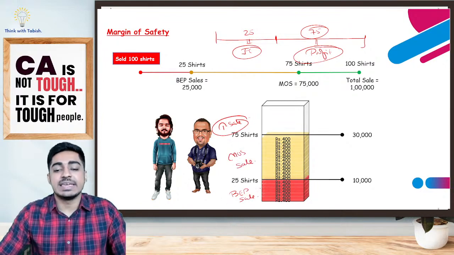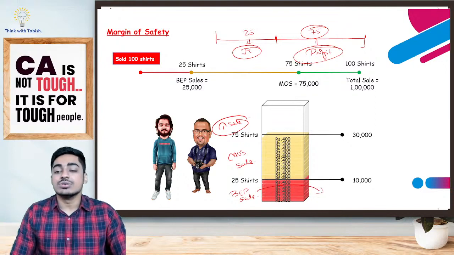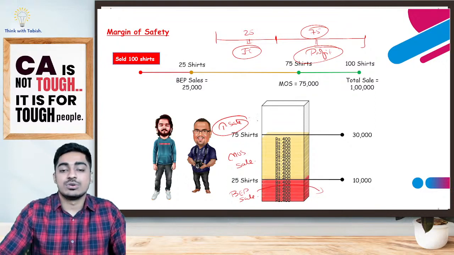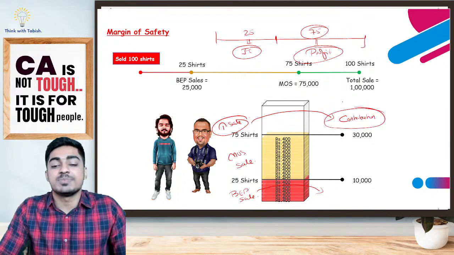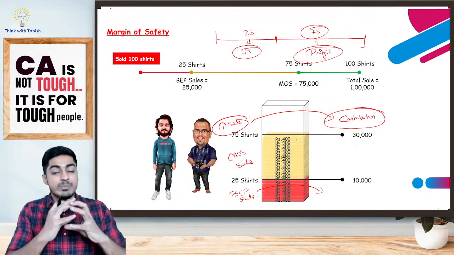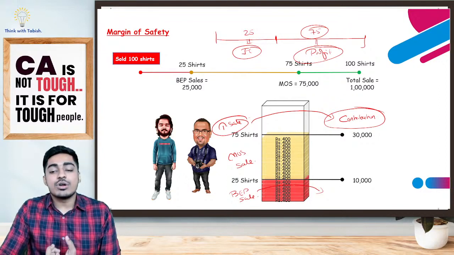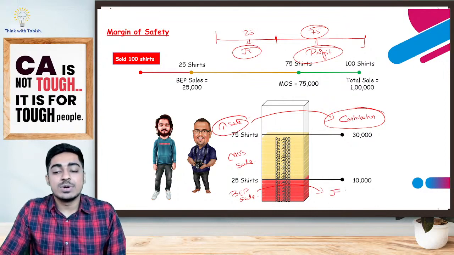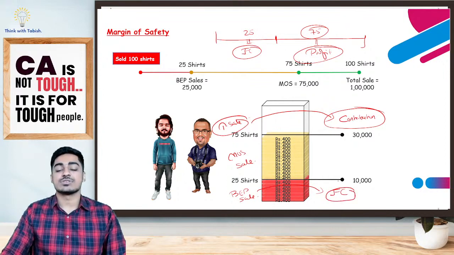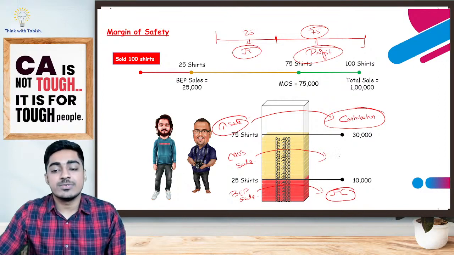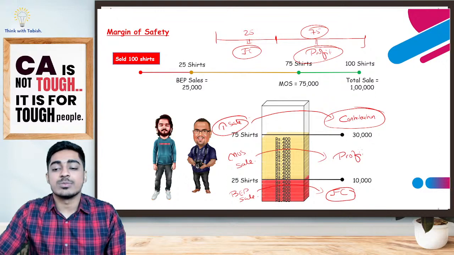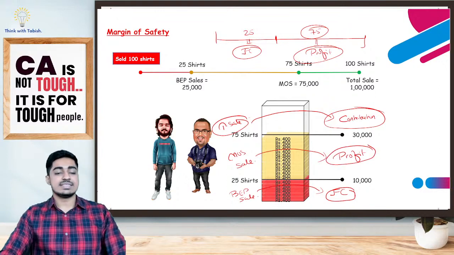If we multiply the sale into PV ratio, we'll be getting the contribution. So total sale into PV ratio will give the total contribution. What all will we have in our total contribution? We said contribution is nothing but fixed cost plus profit. So in our BEP sales, whatever contribution we'll be getting will be equal to our fixed cost, 10,000 rupees. But over and above, whatever contribution we earn from the extra sale will be equal to our profit. Is it clear, students?